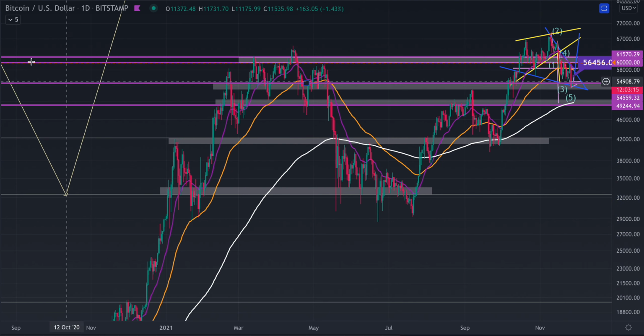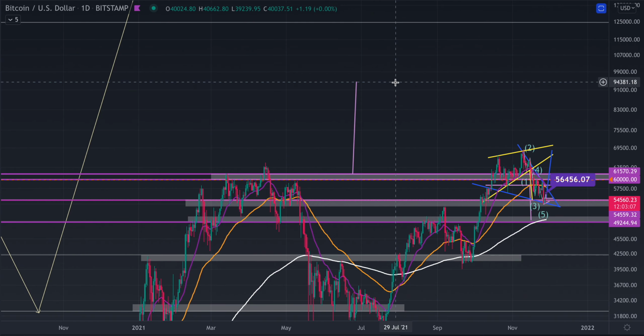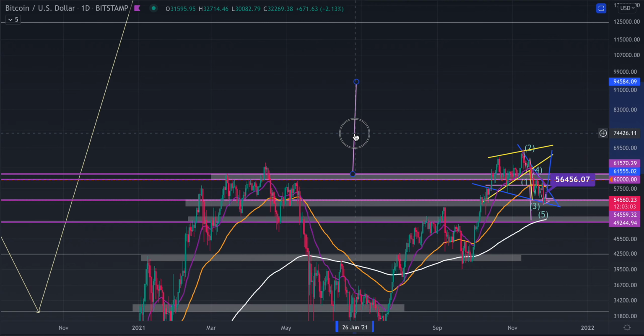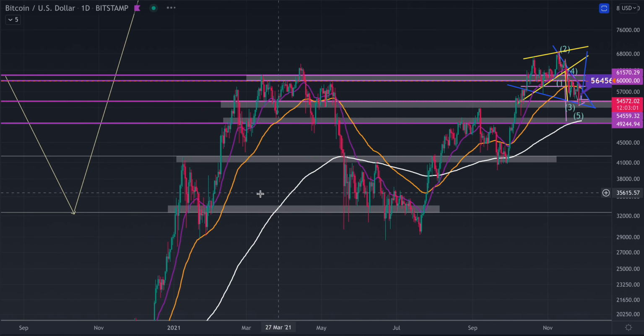No, wrong. Down here, 28k. Back up to the resistance. Once you break the neckline, I think it's like 90 something K. And yeah, you're going to have a target at 94, 95k for Bitcoin. Once you break above 60k and confirm that support, that W bottom comes into play.